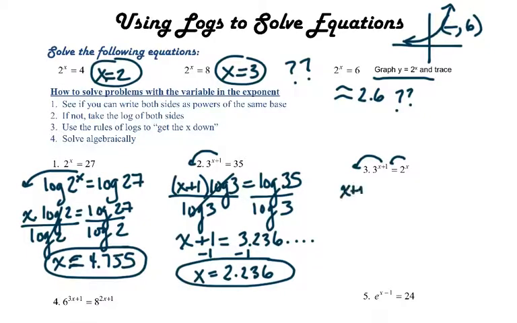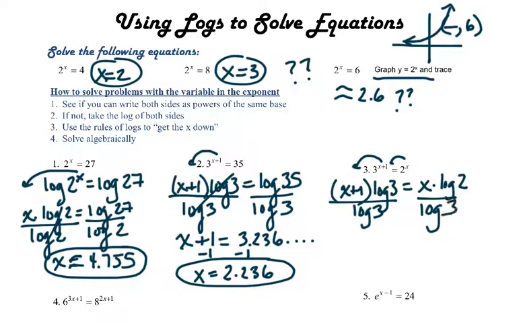Like this one, x plus 1 times log 3 equals x times log 2. That's not totally simple, right? And I'm going to allow it to divide both sides by log 3, but even here you're going to have to remember that you've got an x on both sides. So on my calculator here, I'm just typing in log of 2 divided by log of 3, and that's turning out to be 0.631.